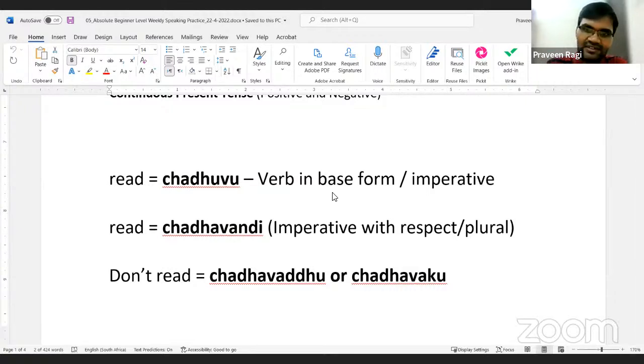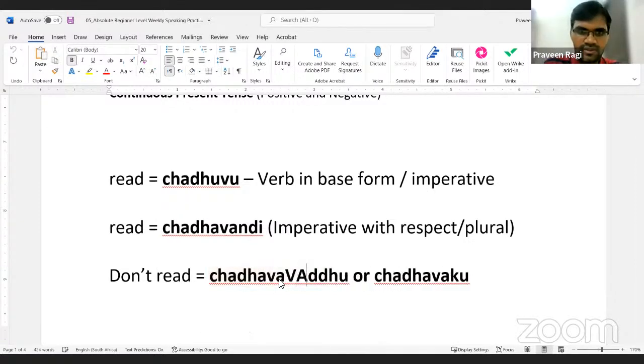In the respect form, if we want to add andi, the honorific marker, chaduvu plus andi becomes chadavandi. This is the imperative form with respect. The next one is negative imperative. Don't read means chadavaddu. Or you can also say chadavaku.